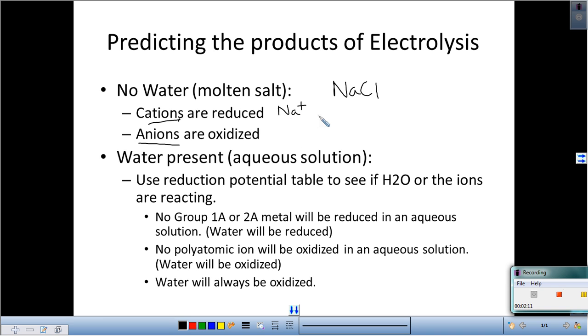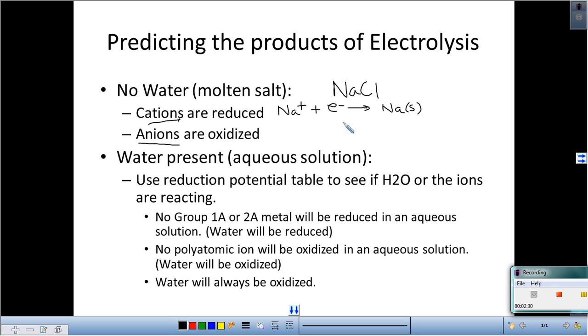So how is it going to be reduced? Well, you're going to add 1 electron, and what are we going to make? We're going to make solid sodium. This is the reduction reaction, and it's exactly what's on your reduction potential table.